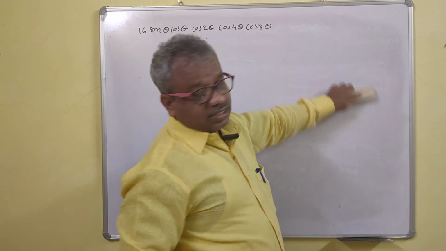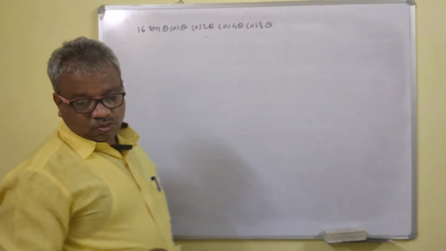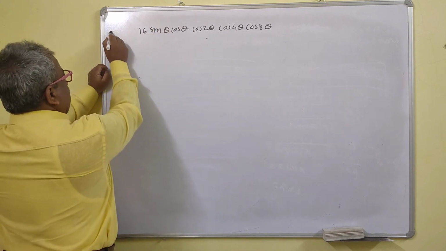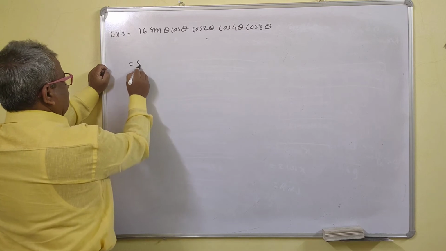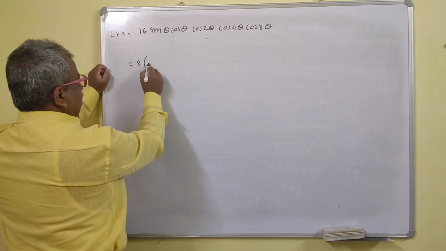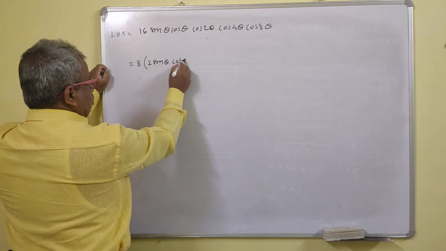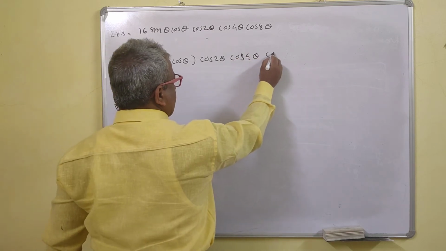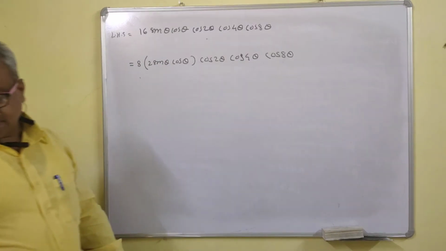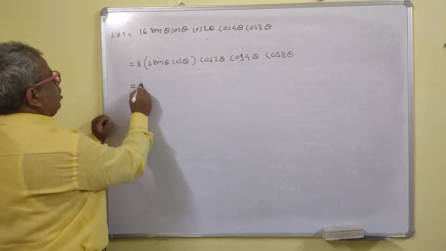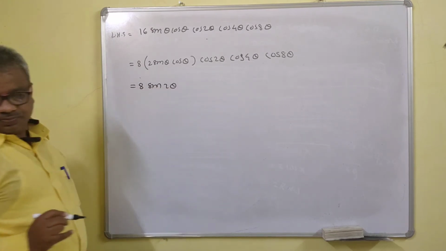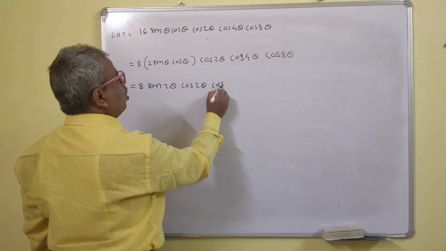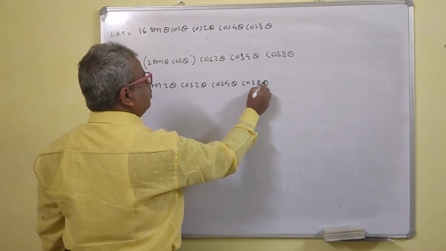So you know that this is sin 16 theta. So you know that sin 2 theta is what? 2 sin theta cos theta. Now see here, sin theta cos theta is there, right? So I will write this as what? So LHS is equal to, I will write this 16 as 8 into 2 sin theta cos theta cos 2 theta cos 4 theta cos 8 theta, right? So what will this be? This is 8 into sin 2 theta now, sin 2 theta, right? Cos 2 theta cos 4 theta cos 8 theta.